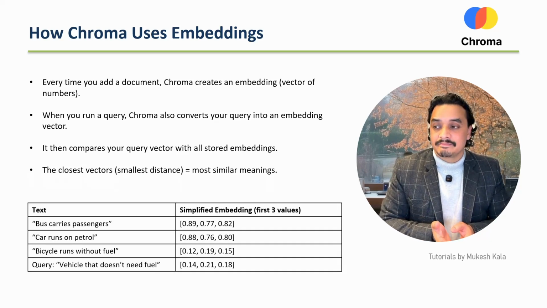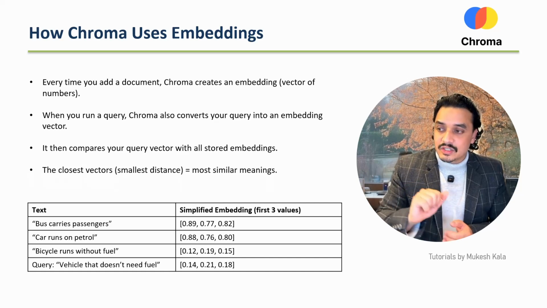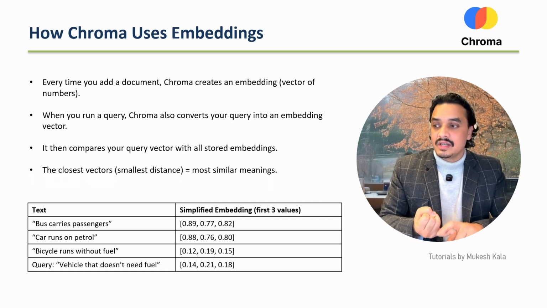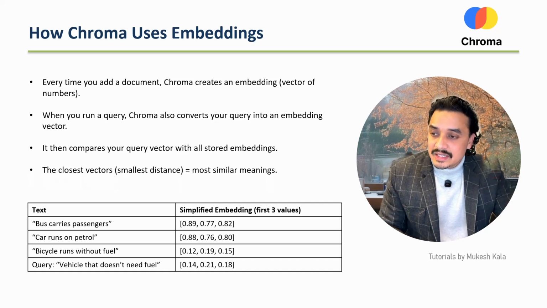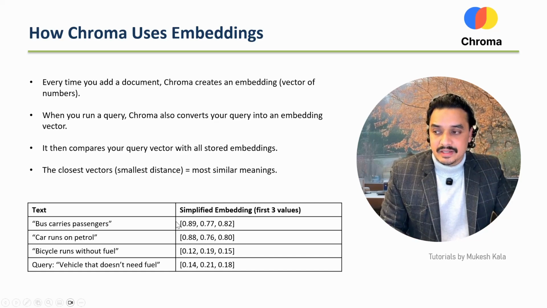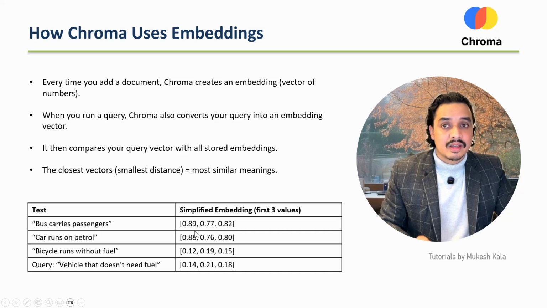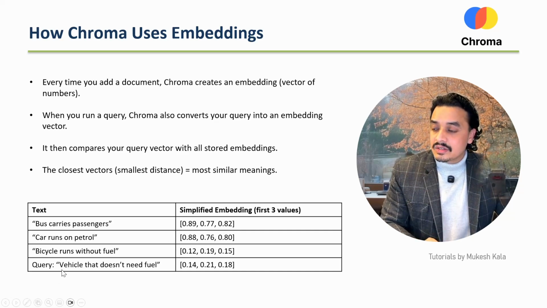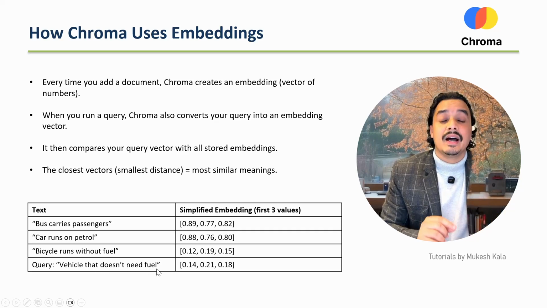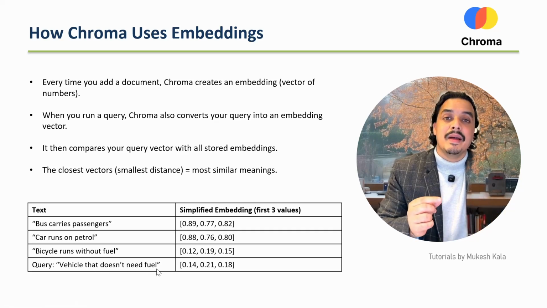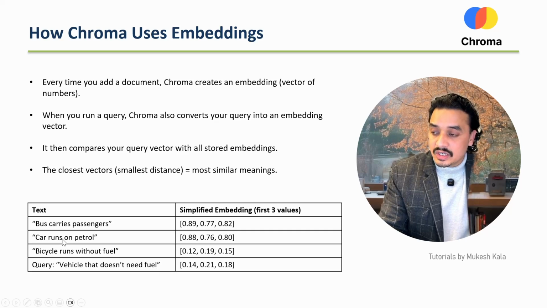and that gives me the data. Now if you see this one: bus carries passengers, car runs on petrol, bicycle runs without fuel. So these are the sample embeddings, the top 3 which Chroma has given me. However, when I ask a query saying vehicle that does not need fuel, I am doing something called semantic search. Does not need fuel, right? So "does not" is "without", so that's the similar meaning.